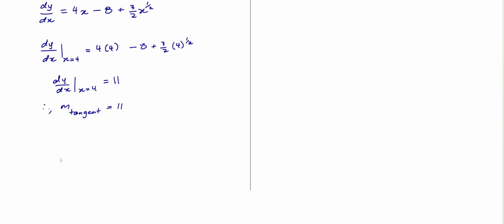Now that you have the point and you have the slope, you can find the equation of the line. As usual, you can do this with y equals mx plus b. But we're going to be doing this quite a lot in this chapter, so I'm just going to go ahead and use point slope form. So y minus y1 is equal to m times x minus x1. So I sub in my y value, which was 8, my slope, which is 11, and my x value, which is 4. I rearrange, and I get y is equal to 11x minus 36.